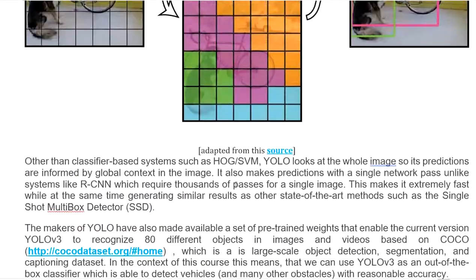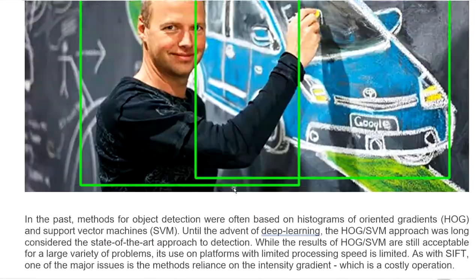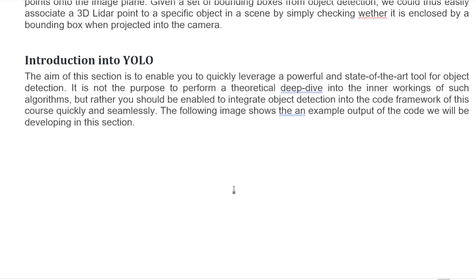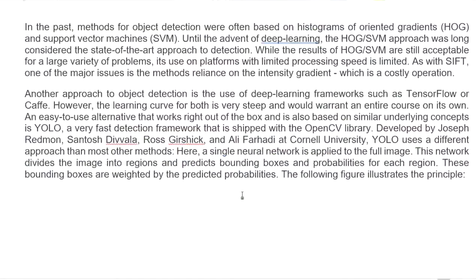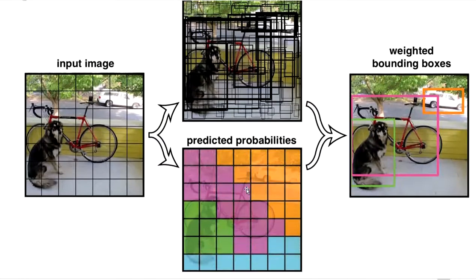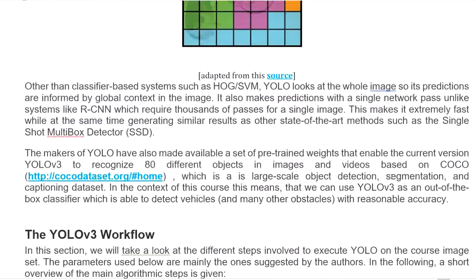I don't want to tell the detail about this. You can go to the COCO YOLO website and figure out in detail how this algorithm works. From the input image, it gets the predicted probability by cell region right here, and I get the bounding box right here.